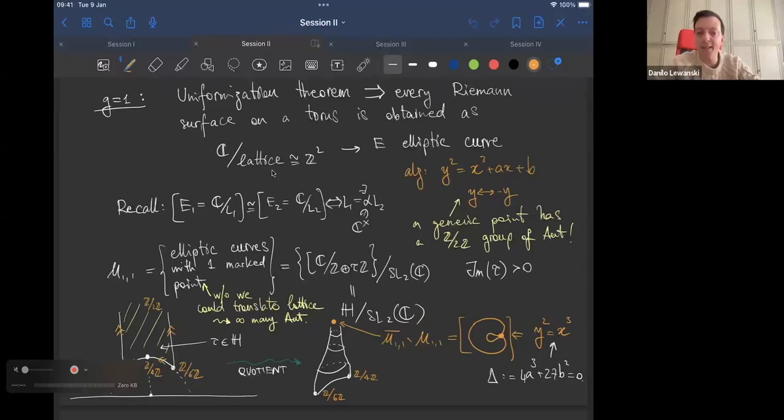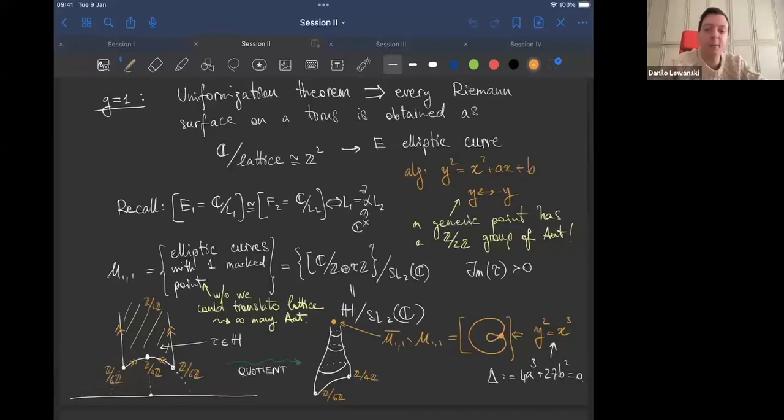But somehow the angle of this tile, this tau, will determine a and b through these Weierstrass functions, basically. And you always have this y going to minus y, as we saw yesterday. This is an automorphism of this equation because, of course, if you send y to minus y, you're not changing y squared. And that's an involution. If you do it again, it's the identity. So you always have a Z/2Z group acting on each elliptic curve.